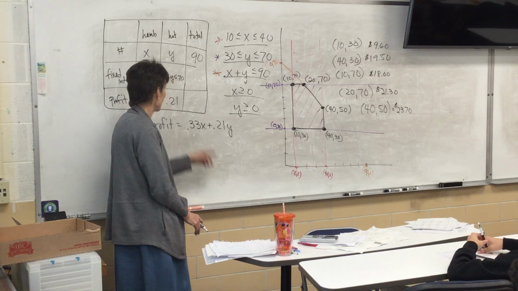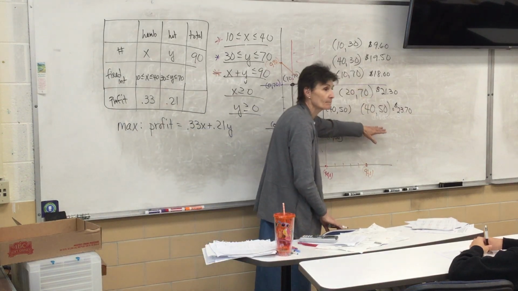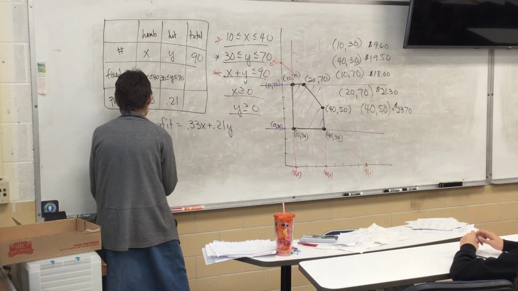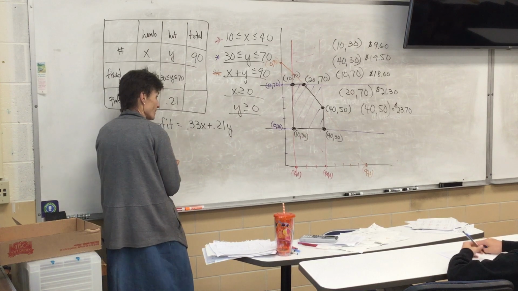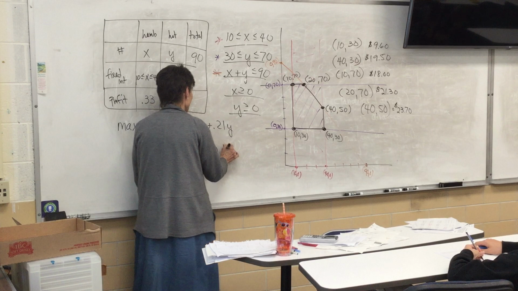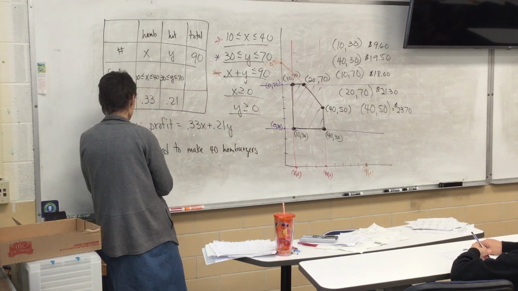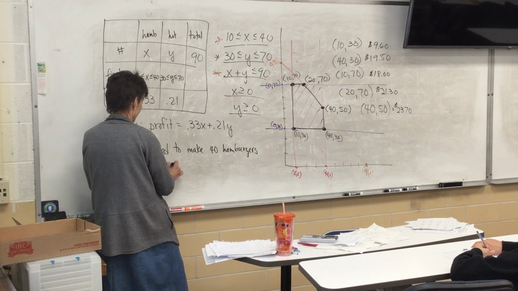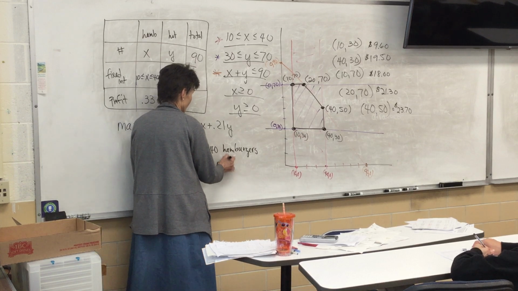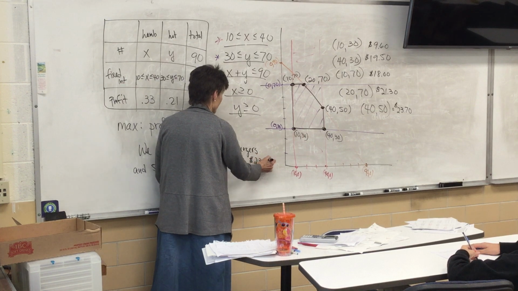Gotta make a conclusion. Now, we're maximizing, so we're gonna tell this guy to make 40 hamburgers. Right, 40 hamburgers. Okay, we need to make 40 hamburgers and 50 hot dogs for a profit of $23.70. That seems like a lot of work for $23.70.